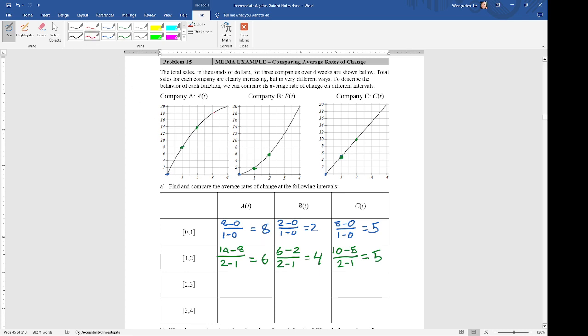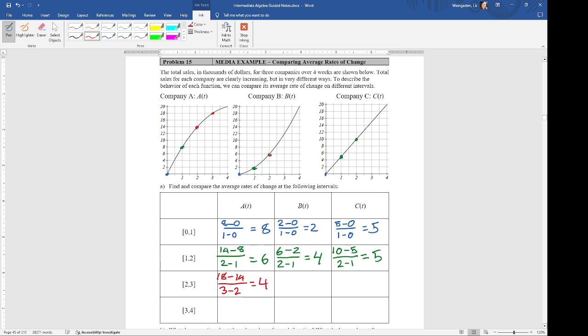In week 3, company A, they have an output of 18. We're going to subtract off the previous output of 14. Week 3 minus week 2. 18 minus 14 is 4. 3 minus 2 is 1. End up with 4 over 1, or 4.